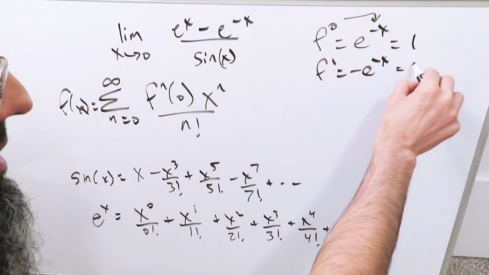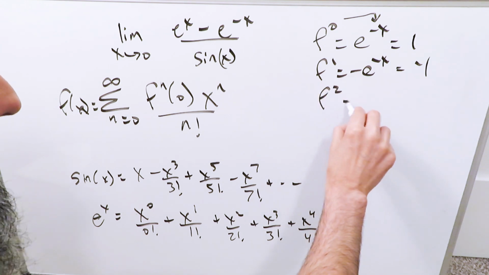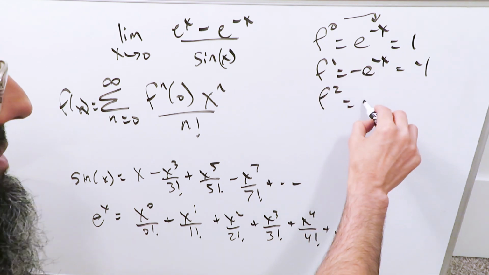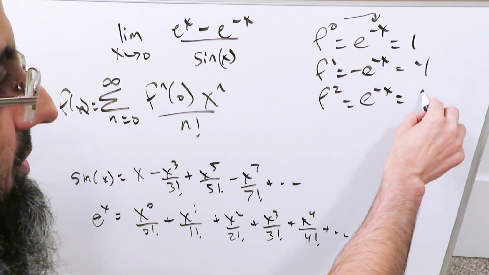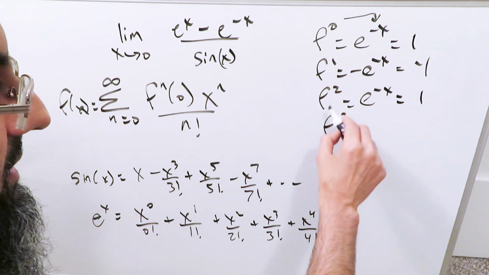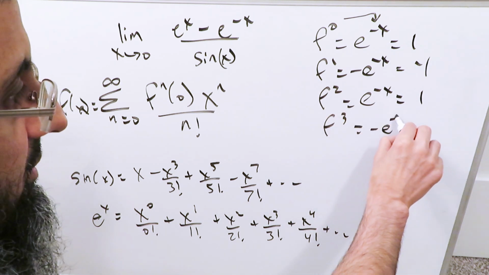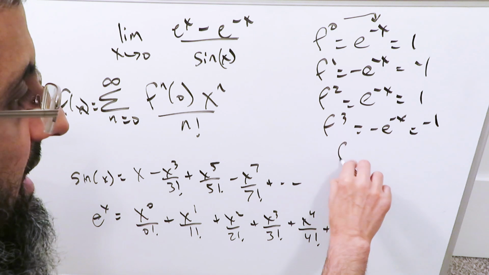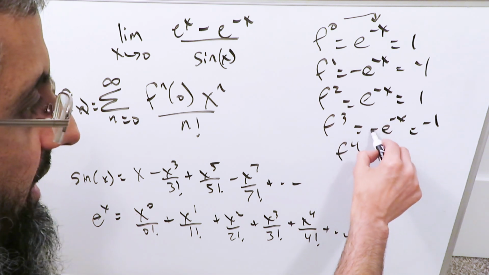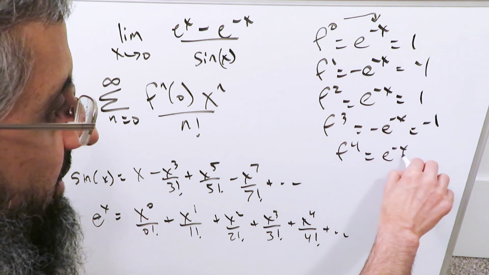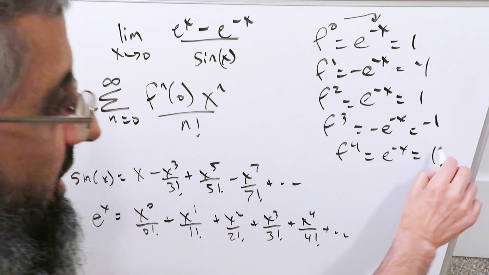When you bring in the 0, you have a minus 1. When you look at the second order derivative, the negatives negate. You'll have e to the minus x. When you bring in the 0, you'll have a 1. When you have the third order derivative, you'll have a minus e to the minus x. Bring in the 0, it's a minus 1. And lastly, the fourth order derivative, the negatives will negate. You'll have e to the minus x. With the application of 0, it'll become a positive 1.